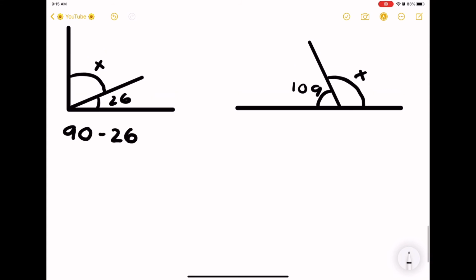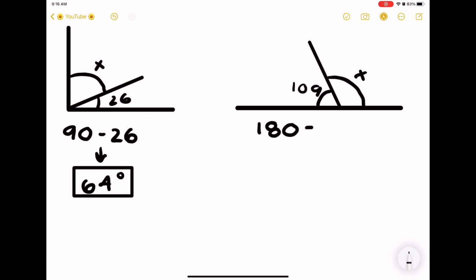Now for these two sets of problems, to find the missing one, we just subtract. For the first one, 90 minus 26, which is 64, because we know that they are complementary. And then the second ones, we know they're supplementary because we were given that in the beginning as well. So we'll do 180 minus 109, which is 71 degrees. And those are our missing angles.